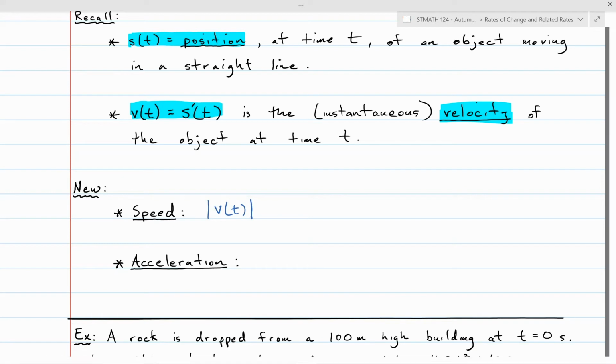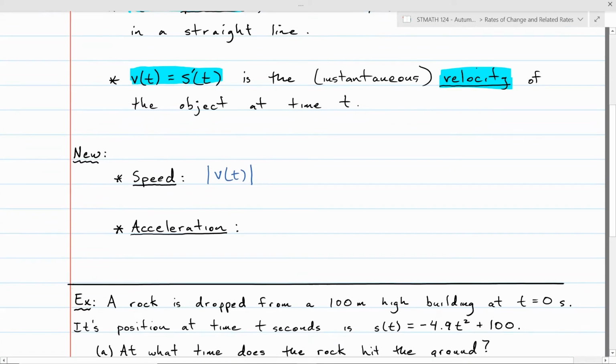So speed is just the absolute value of velocity. Velocity, when an object is traveling in a straight line, keeps track of direction too, whether the object is moving in the positive direction or in the negative direction along that line. But speed doesn't care about direction. Speed just wants to know how fast the thing is changing.